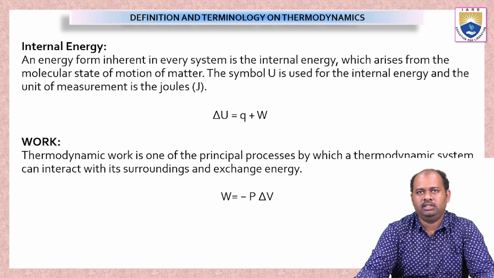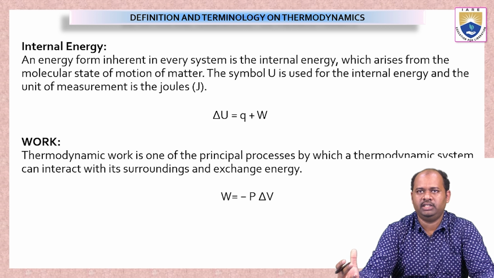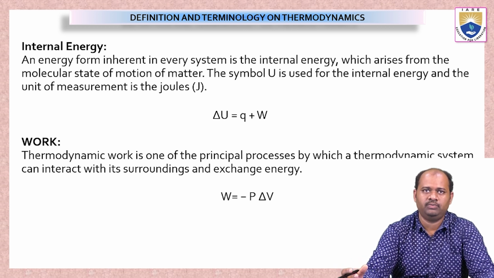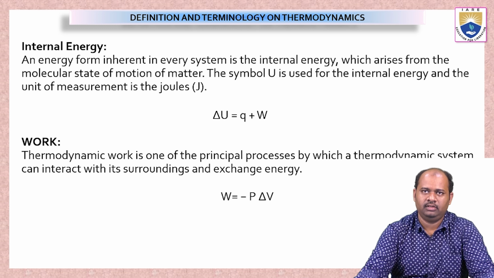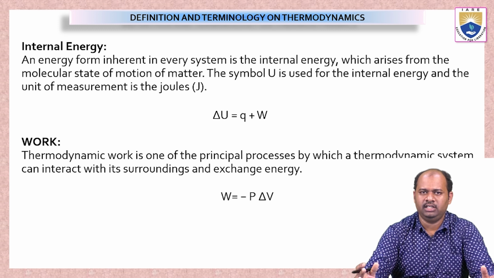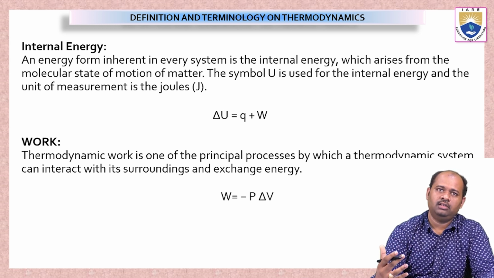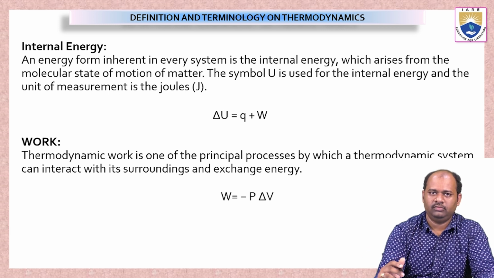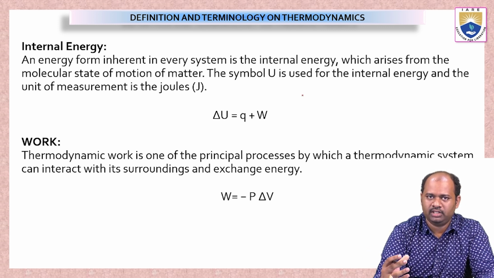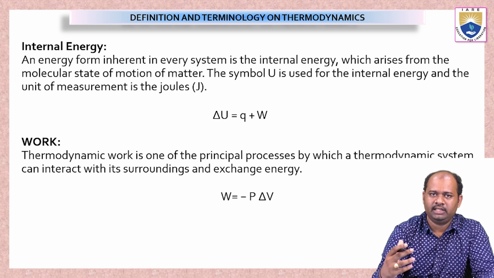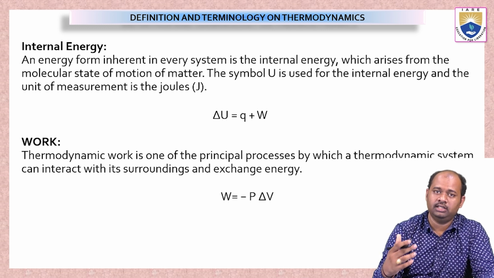And the next definition is internal energy. The energy inherent in every system is the internal energy, which arises from the molecular state of motion of matter. The symbol U is used for the internal energy, and the unit of measurement is joules. So what is internal energy? Any system will have some internal energy, stored in the system. This is inherent to the molecular state of motion. The molecules inside a system are moving with certain speed, and this speed creates some energy.